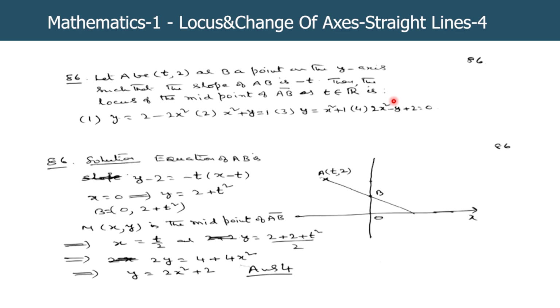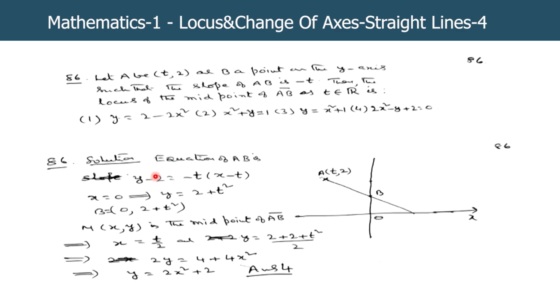Next. So now problem number 86. Let A be (t, 2) and B be a point on the y-axis such that the slope of AB is -t. Then the locus of the midpoint of AB as t takes real number values is: 1, y = 2 - 2x²; 2, 2x² + y = 1; 3, 3y = x² + 1; and 4, 2x² - y = 2.